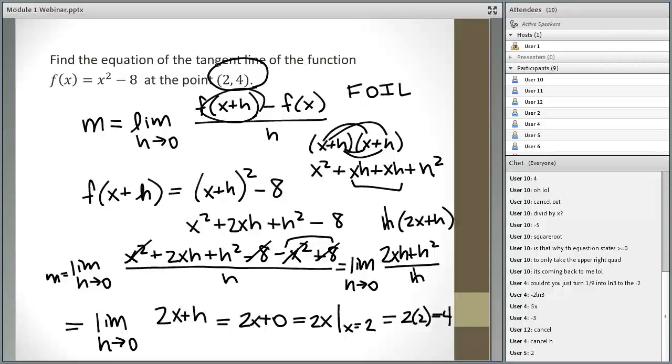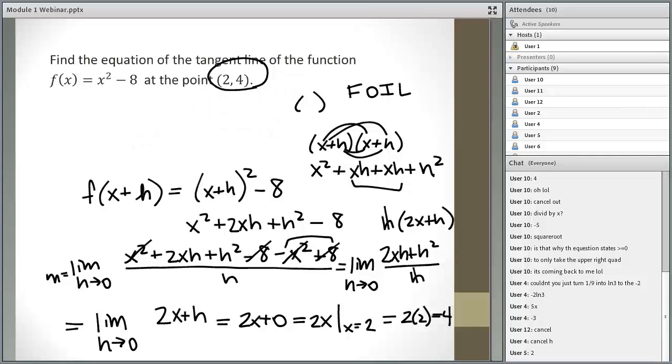We still need the equation of the tangent line. We've got the point, we've got the slope, so we can find the equation. I'm going to erase a little bit because I don't have an extra page. All right, so we have our slope, it's 4, and we know the equation of a line is y minus y naught equals m, the slope we just found, times x minus x naught. So we have y minus 4 equals 4 times x minus 2.